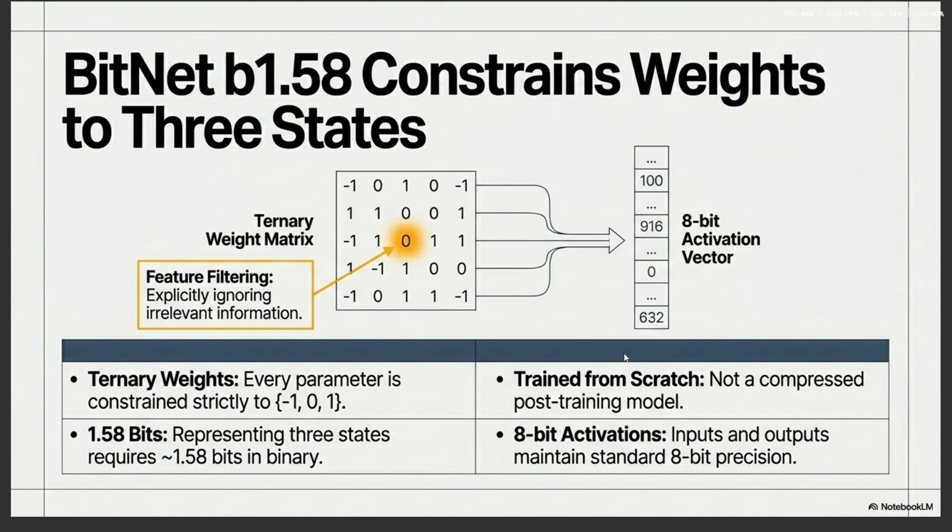The 0 value is very important. 0 allows the model to ignore unnecessary or irrelevant features, so it works like a kind of feature filtering. Another important point is that BitNet b1.58 is trained from scratch. It is not just a normal model compressed after training.